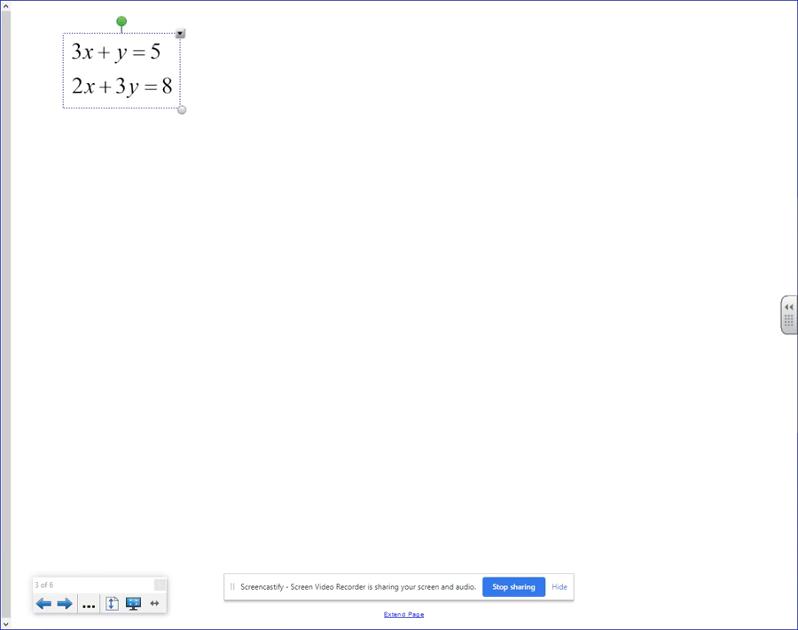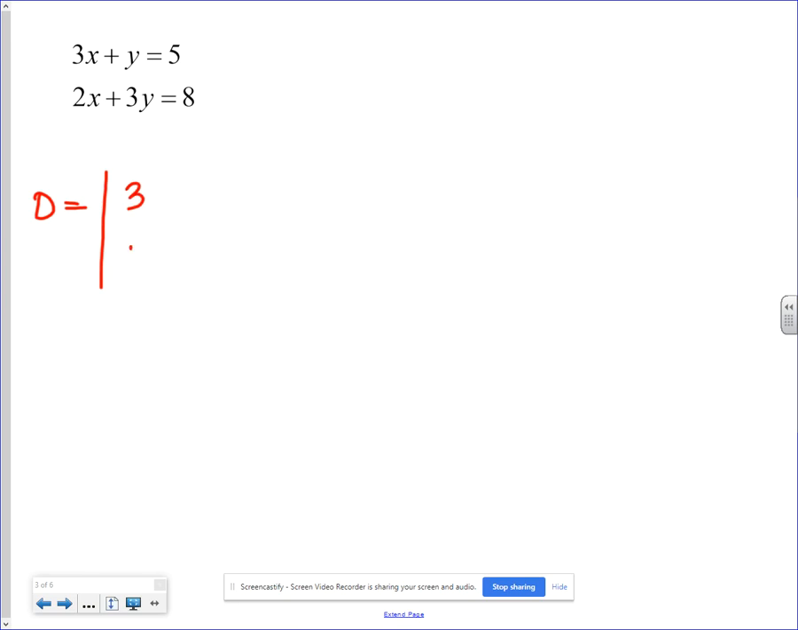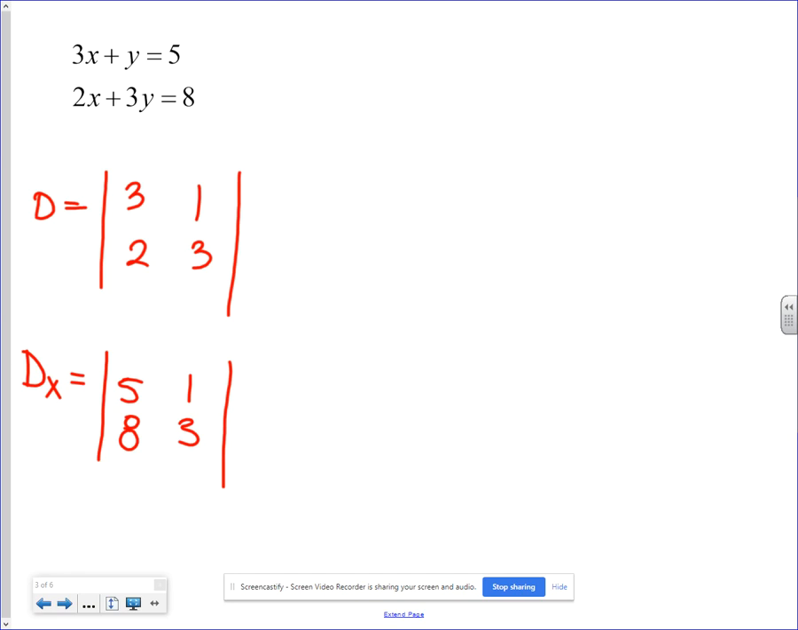Let's solve this one using Cramer's rule. So, let's find our D. Again, D is your coefficient matrix. So you've got 3 and 2, 1 and 3. Let's go ahead and write out what D of x will equal. For D of x, I replace the x coefficients with 5 and 8. The y coefficients stay the same. And then for D of y, we keep the x coefficients the same and replace the y coefficients with 5 and 8.